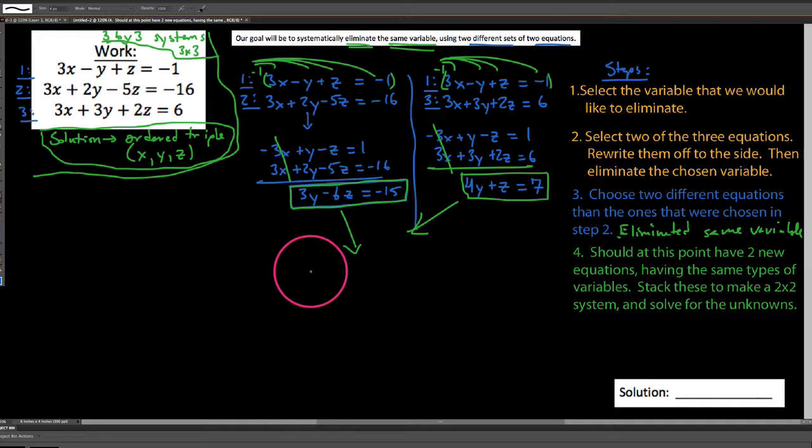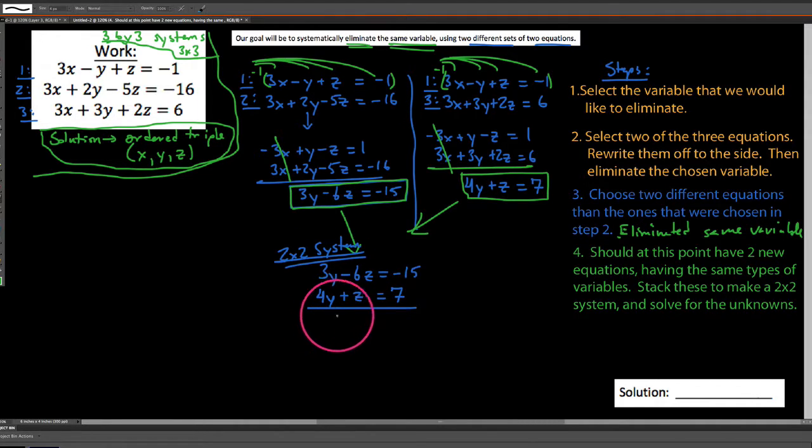So here comes this 4th step here where I'm going to say, you know, we've got 3y. Let me put this in blue. We've got 3y minus 6z equals -15. And then we've got our 4y plus z equals 7. So in this case, this is our new 2x2 system of doom. And the thing is, we want to go solve this. So we got to choose, well, what do I want to solve for? Or what do I want to eliminate here to solve for my unknowns?